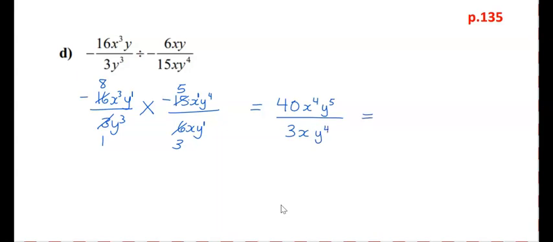Now we do quotient law, we divide. 40 divided by 3 is not even, we leave it. And we simplify our exponents. x to the power of 4 divided by x to the power of 1 is x to the power of 3. Subtract those. y to the power of 5 divided by y to the power of 4 is y to the power of 1, or just y. So you can write this two ways: 40 over 3 x cubed y, or 40 x cubed y all over 3.